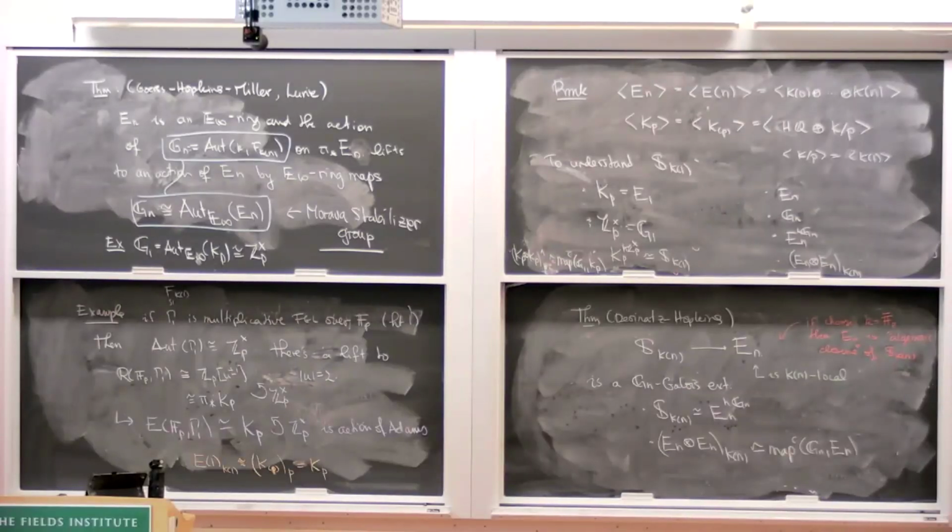Okay, so now let's see. Let me just say one more remark. Okay, so I gave you no sense of what kind of group this GN was, right? We know G1 is the p-adic units in the p-adic integers.